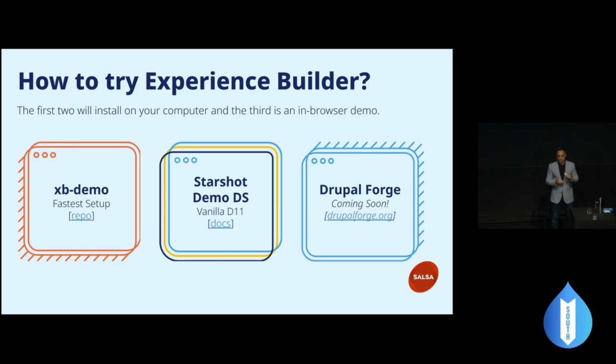So you can try Experience Builder now. There are a couple of different ways. The fastest way is the Experience Builder demo. There are links here, and the presentation will be available afterwards, so you can use the links there. You can also have a look at the Starshot demo design system that was launched in Barcelona. That's kind of a vanilla version on Drupal 11. And coming soon will be the Drupal Forge design system itself, the actual Experience Builder.